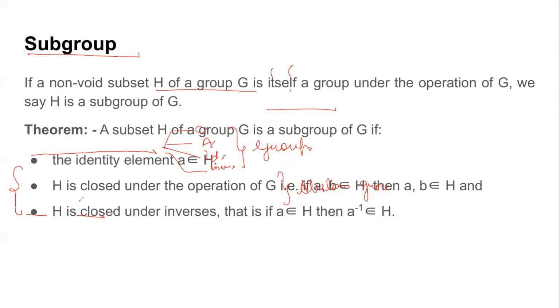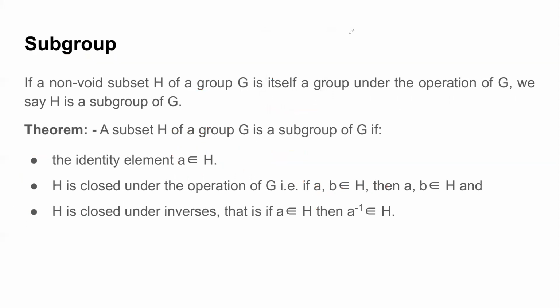Moving ahead, the next algebraic structure we have is known as a subgroup. Okay, so let us see what is a subgroup. If you consider a non-empty subset H of a group G, remember G is basically a set. If you consider a subset of G, say H, and you say that a non-empty subset H of a group is itself a group under the operation of G, we say H is a subgroup of G.